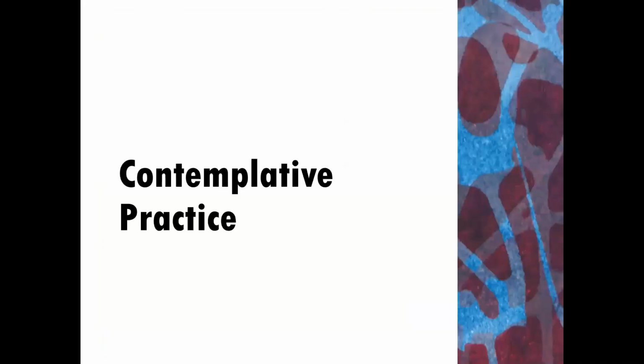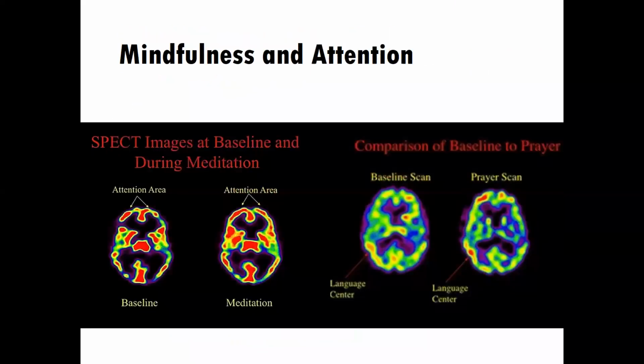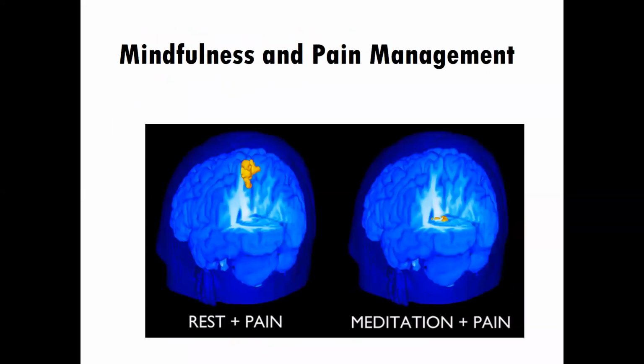cognitive function. We'll then turn our attention to contemplative practice and learn about mindfulness and cortical thickening, attention, and pain management. And that'll round out our learning about wellness and optimal performance.